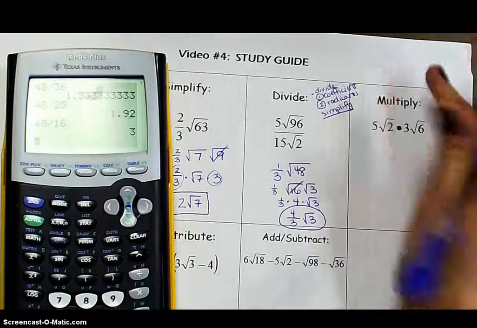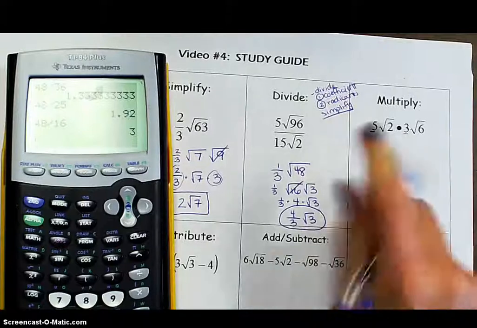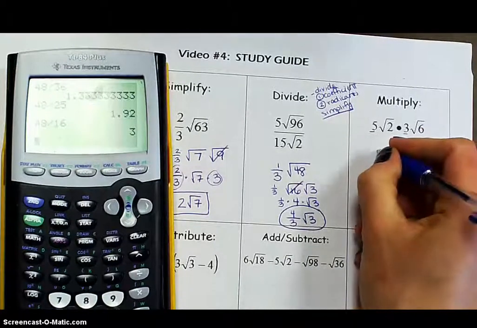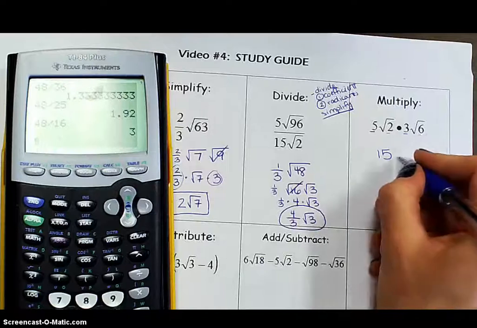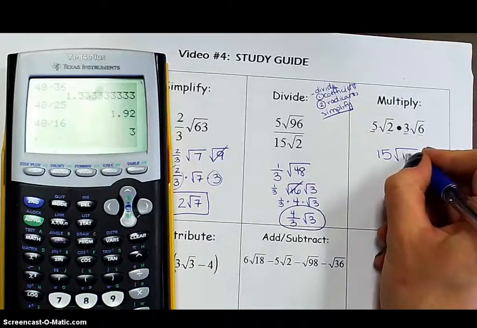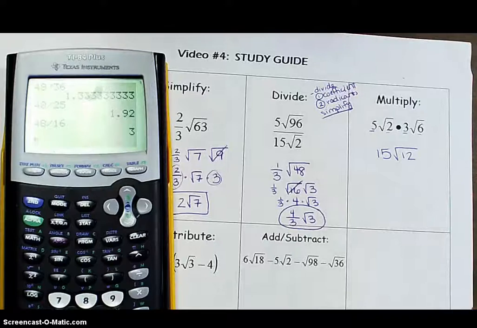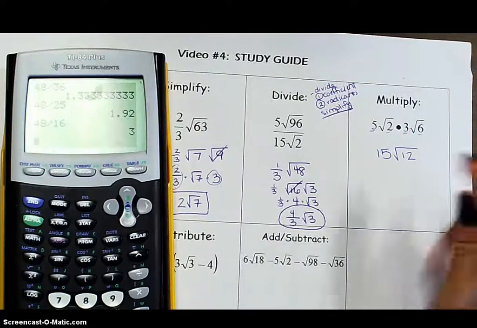So here we're going to multiply. So when you multiply, you're going to multiply the coefficients together. So 5 times 3 is 15. And then you're going to multiply the radicands together. So radical, and now 2 times 6 is 12. So you're going to multiply first, simplify last. So let's take a look.